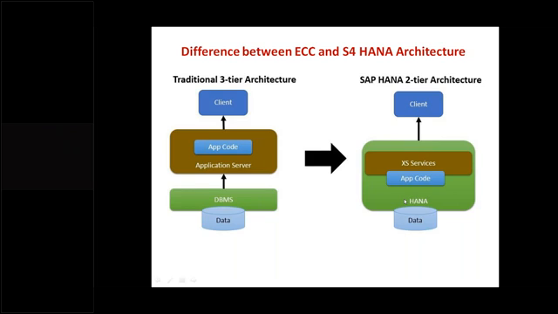This is called an in-memory database. Earlier the application processing and the database were separate, but now the application server and database are in the same system. Earlier it was two servers in two different places; now it is the same place. So the processing will be fast when compared to the earlier ECC three-tier architecture.